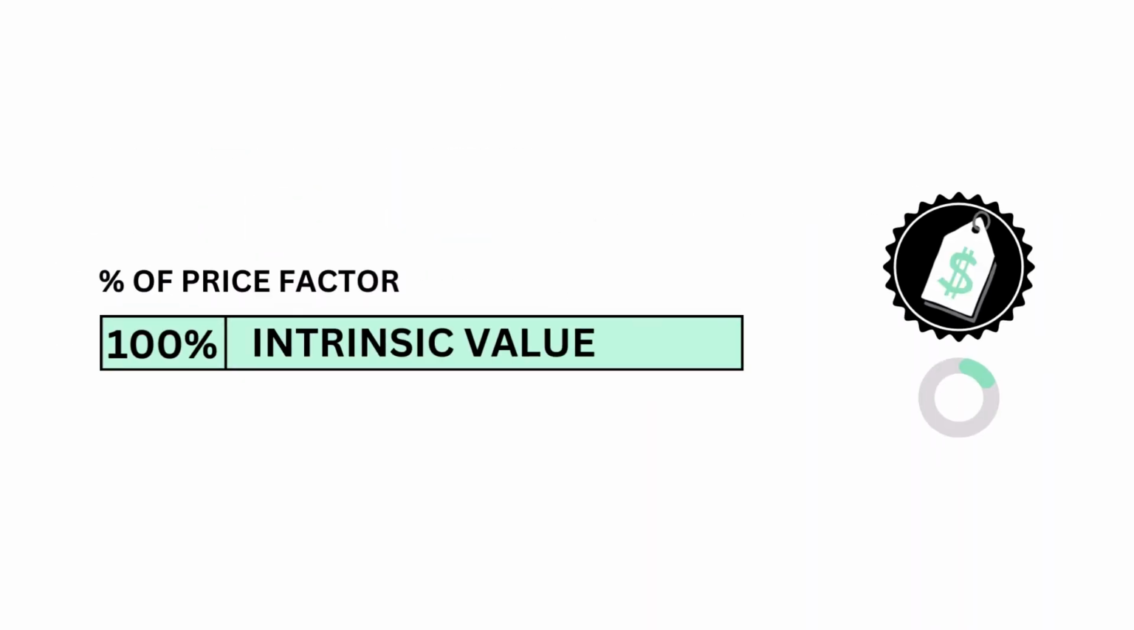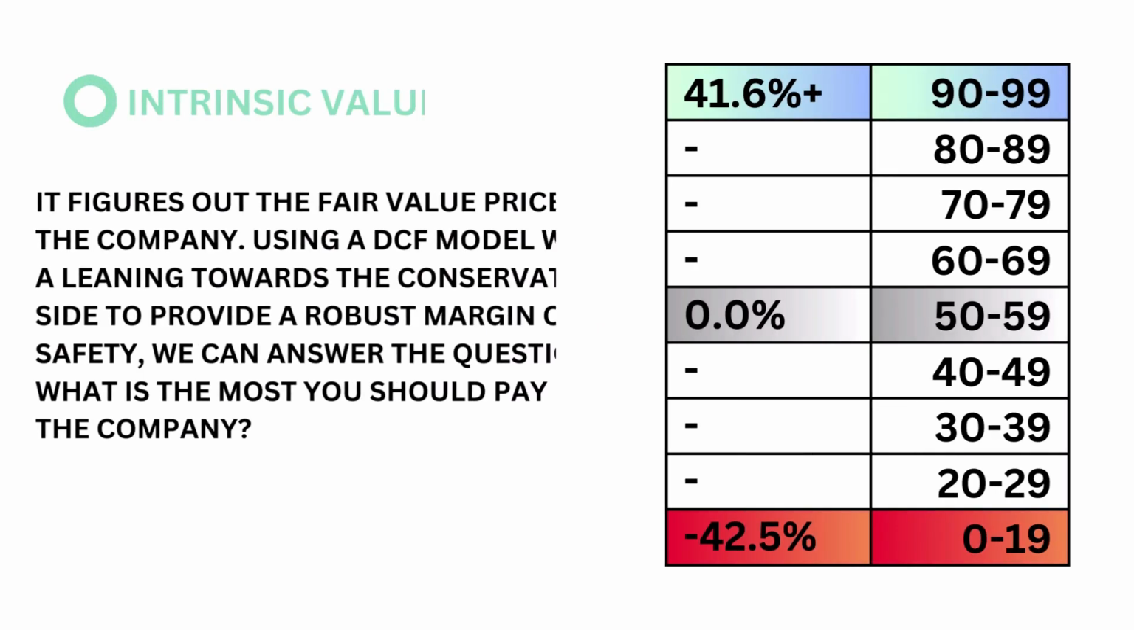The price factor only consists of one metric, the intrinsic value. The intrinsic value figures out the fair value price of the company, using a discounted cash flow model leaning towards the conservative side to provide a robust margin of safety. We can answer the question, what is the most you should pay for the company?